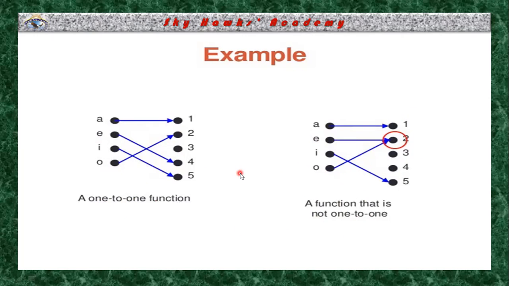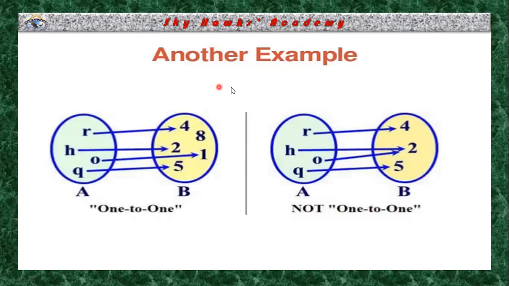Okay, absolutely. So another example, look at this. This is 1 to 1, and you can see each arrow is going to a single element. Although it is not paired with anyone, even then it is 1 to 1.